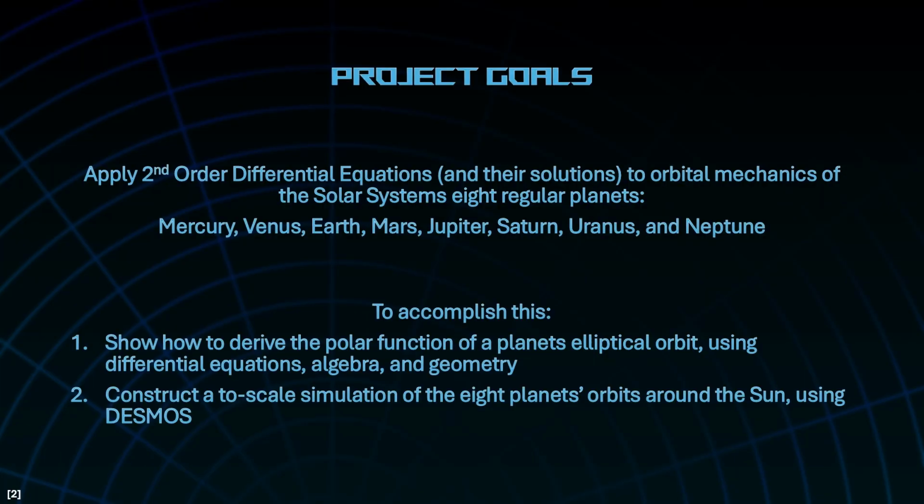Goal 1. I will show you how to derive the polar function of a planet's orbit using differential equations. Goal 2. Using this polar function, I'll then show you how I simulated the 8 planets' orbits around the Sun. I recommend pausing the video on each slide to fully understand the steps I take to apply second-order differential equations to this type of motion and how I will go about simulating the planet's orbits.